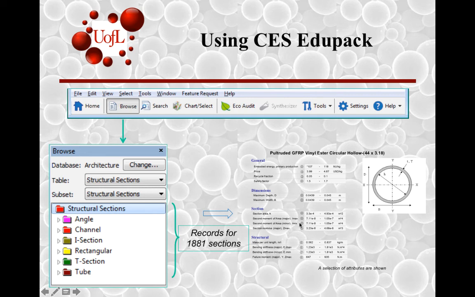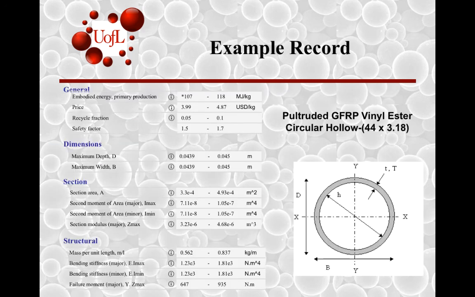What is Imax? What is Zmax? And you can find Q and K as well for torsion-related loadings. And then you can plot those against mass per unit length, the bending stiffness, the bending strength, failure moment, and so on. This is an example for pultruded glass fiber reinforced plastic based on a vinyl ester matrix for a circular hollow section of these given dimensions. So try to explore that through the browse option.